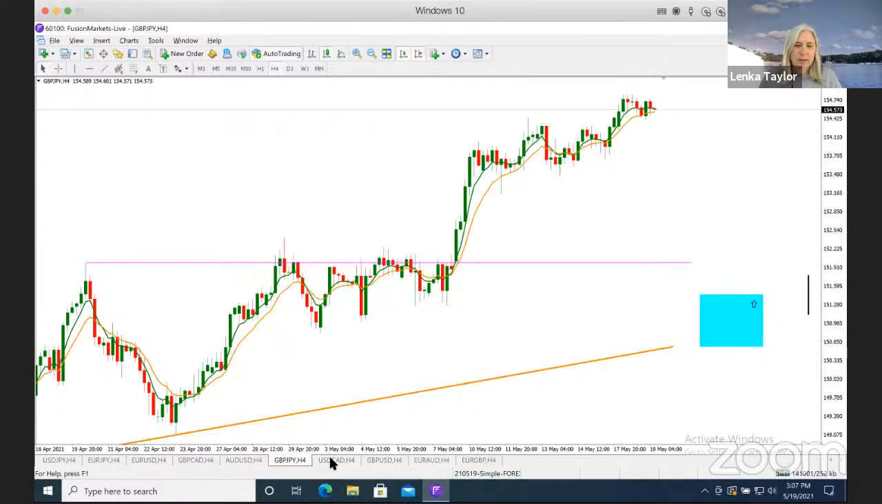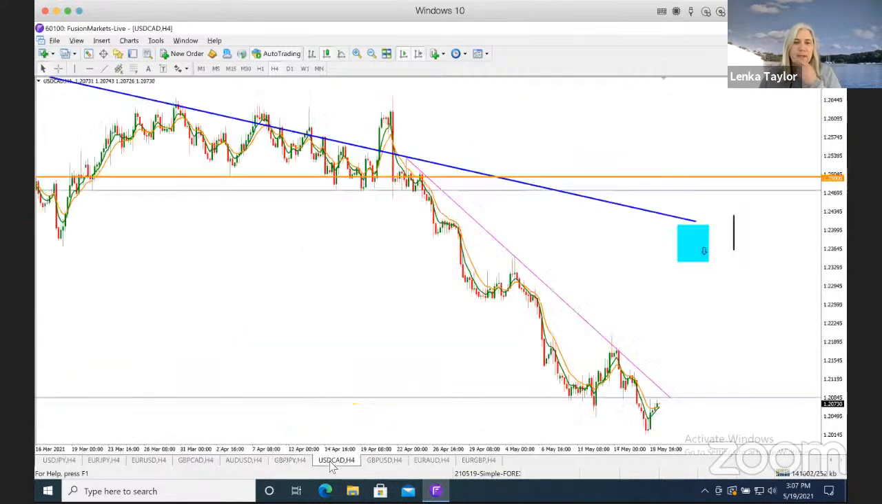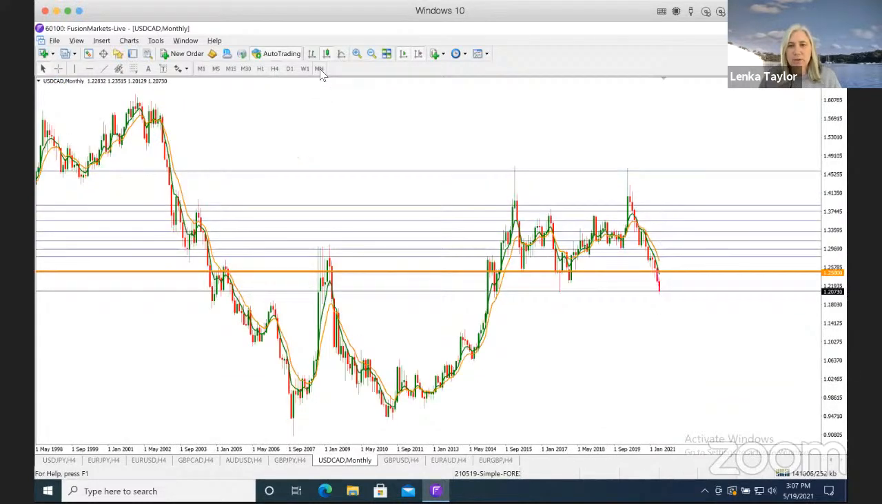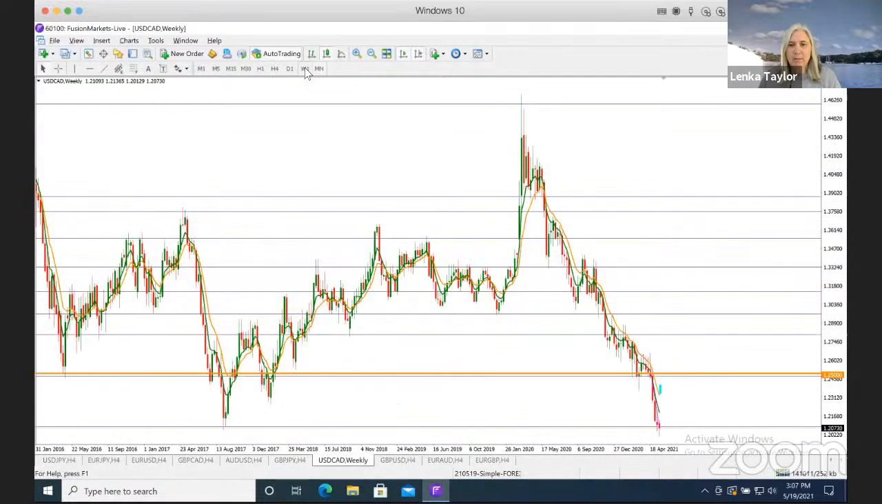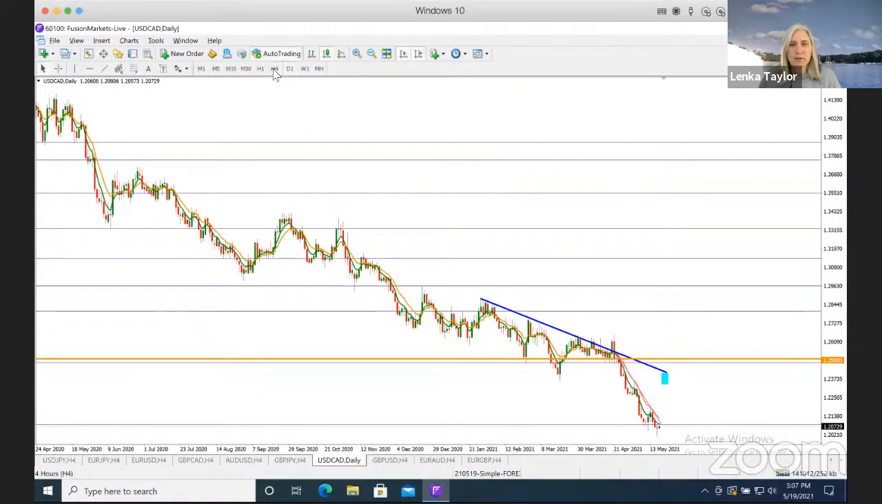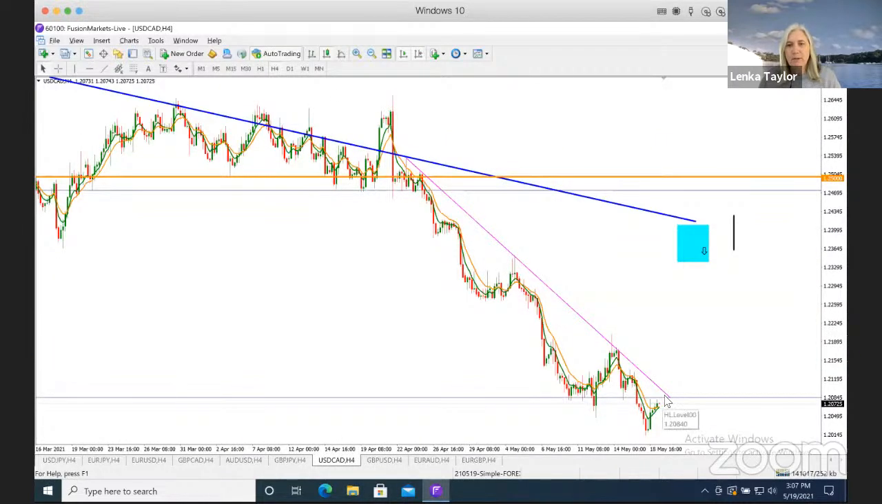All right, the next currency pair I'm going to have a look at is USDCAD. So USDCAD, I'm looking for a short. It's just gone past that 1.25 level. I'm looking for a pullback before taking the short. So on the 4-hourly, that would be a pullback up to this level here.